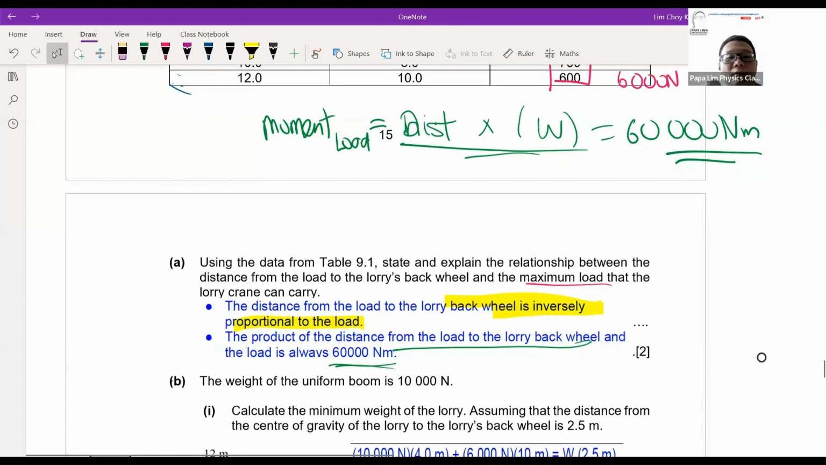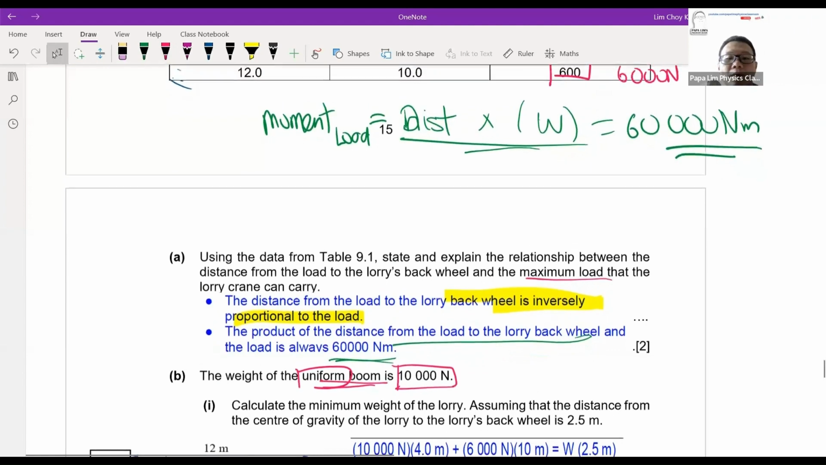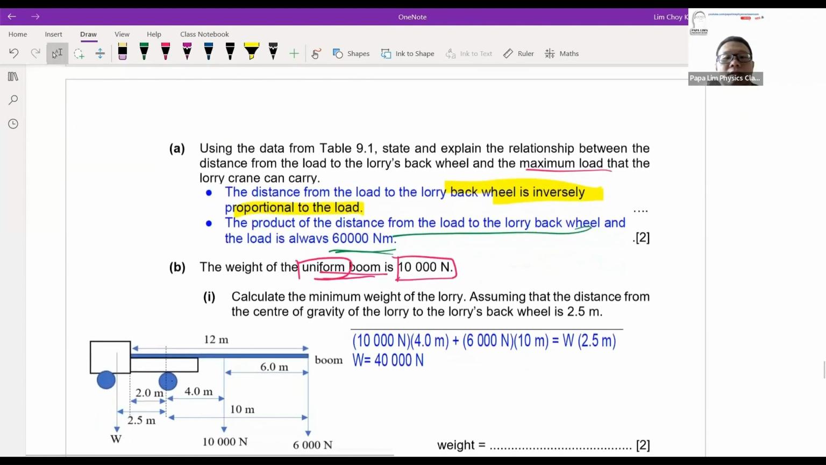Now next we are looking at the weight of the uniform boom. The weight of the uniform boom is 10,000 Newton. The boom itself, the keyword is uniform. What's the minimum weight needed for the lorry, assuming that the CG of the lorry is 2.5 meter from the back wheel?